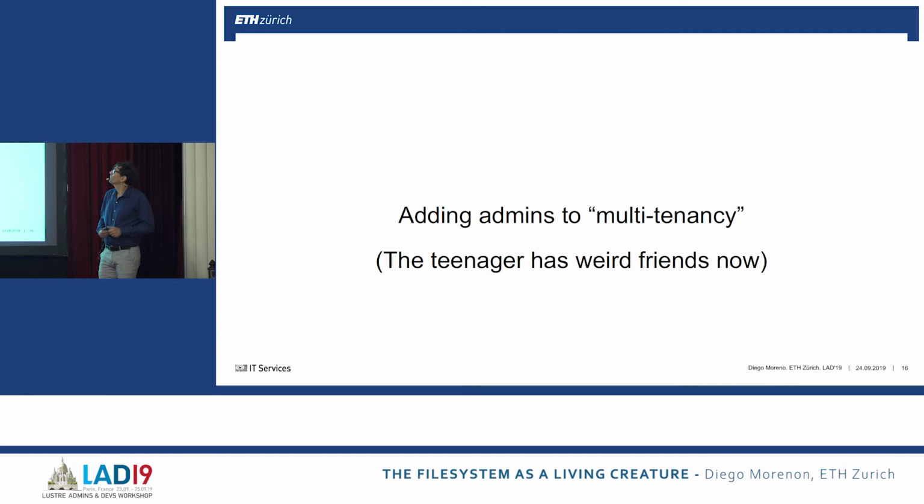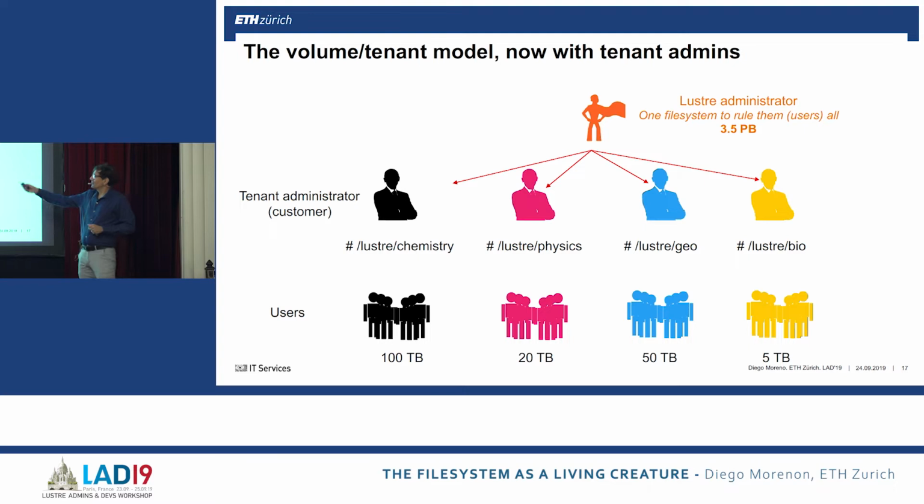OK, so now let's add some difficulties to our file system. So we have this multi-tenancy. And a few months ago, we got this model where, on top of each group, we have an IT admin. An IT admin who would like to be root on the file system. But our superhero is there to protect them from harming themselves. So we cannot allow them to be root. Let's see why.